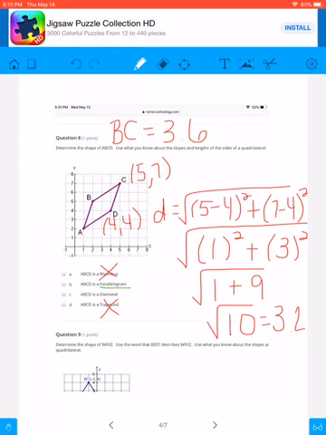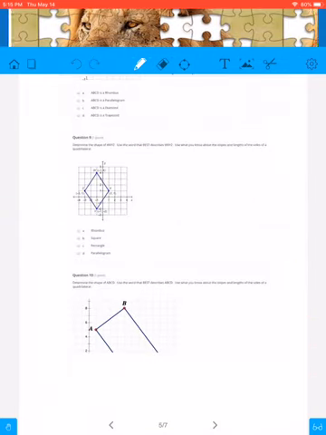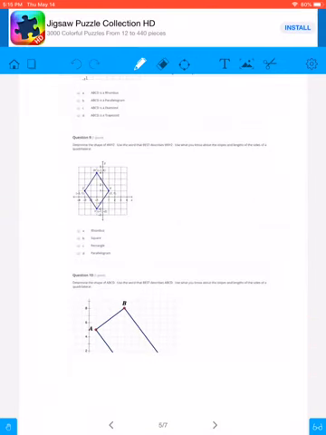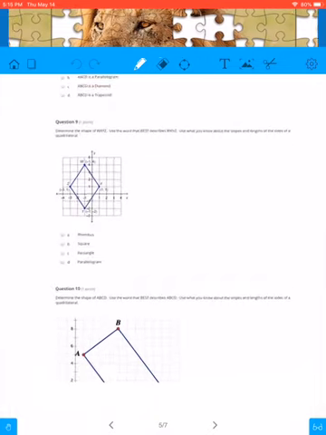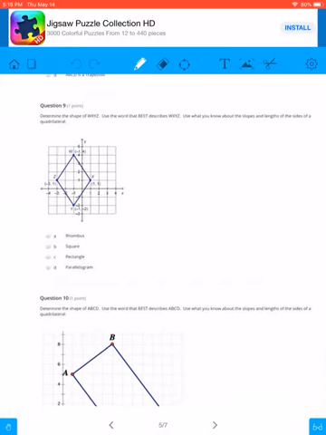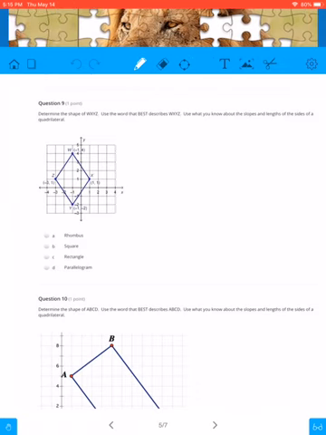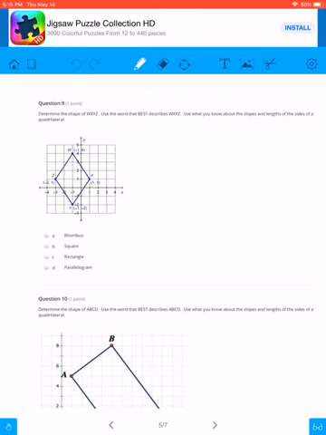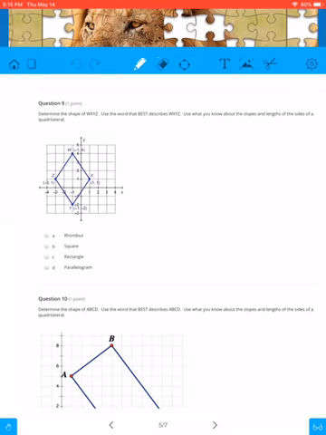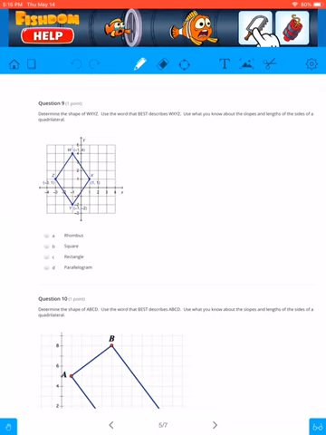Moving on to question 9. Question 9 is asking you to, again, analyze the shape on the figure, on the graph here, and determine, again, the slopes and the side lengths to determine whether it is a rhombus, a square, a rectangle, or just a parallelogram. So you have to find the slopes again like we did on the last one.